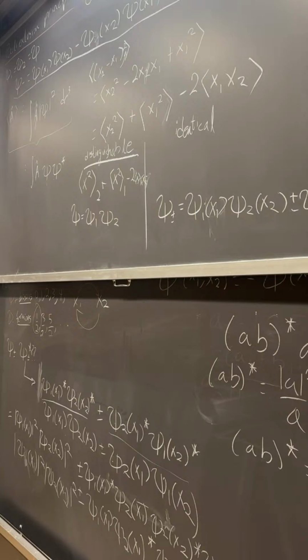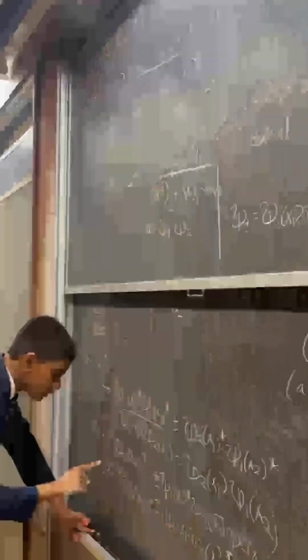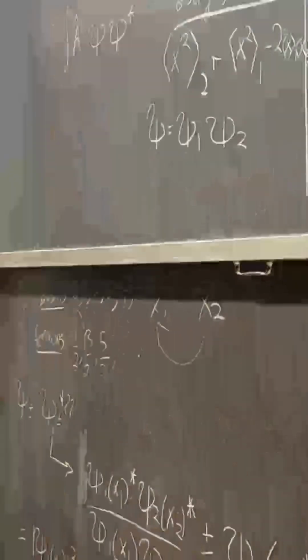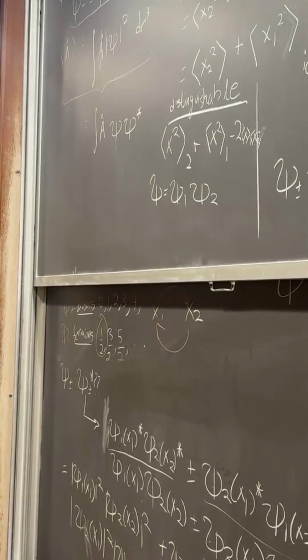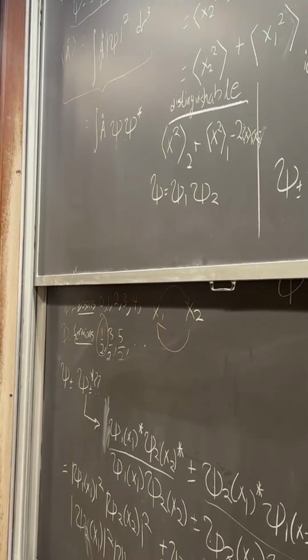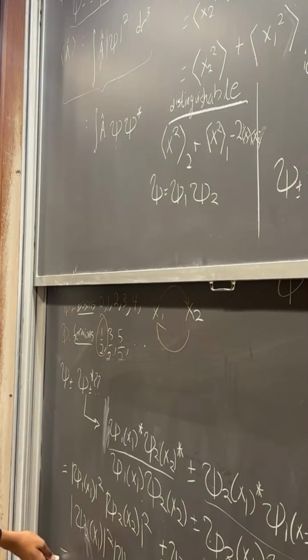Hold up. Hold on. Yeah, I'm dumb. This is psi 1, this is psi 1 x2. Alright, so we still get 4 terms. It's not as nice as I thought it was. And so this is nasty, but we can work with it.